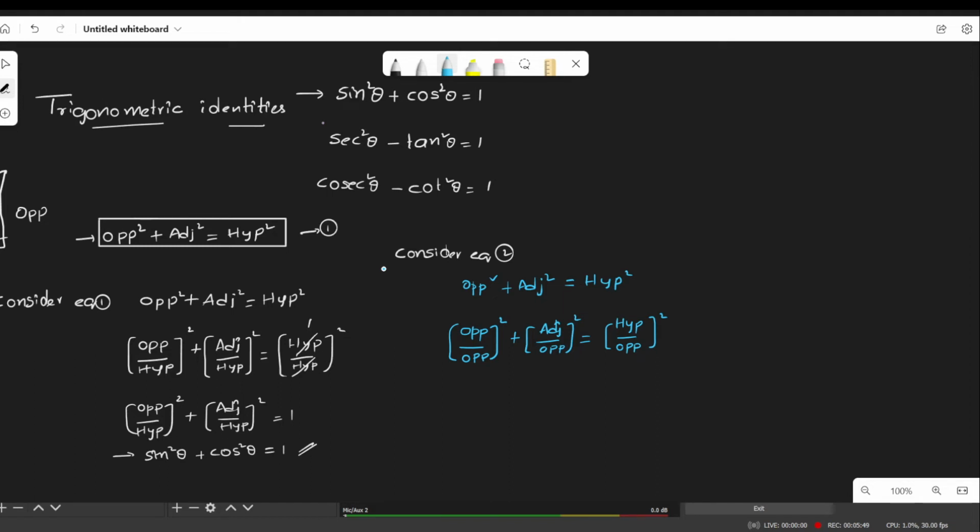See, what I've done is divide the Pythagoras theorem statement by opposite square on both sides. Now we know that this is Pythagoras theorem. So what does Pythagoras theorem say? Opposite square plus adjacent square is equal to hypotenuse square. And now I have divided the entire equation by opposite square on both sides.